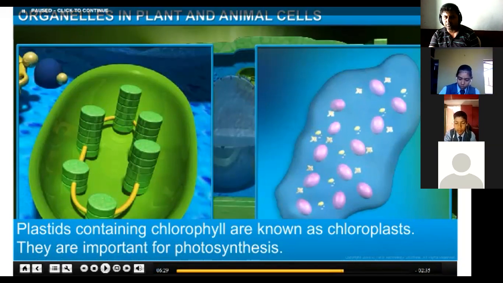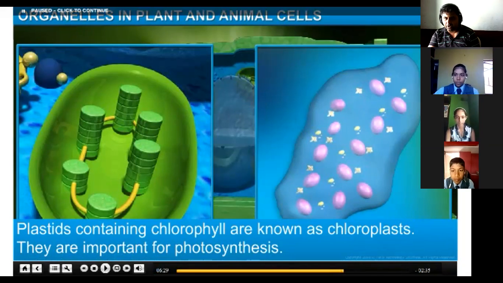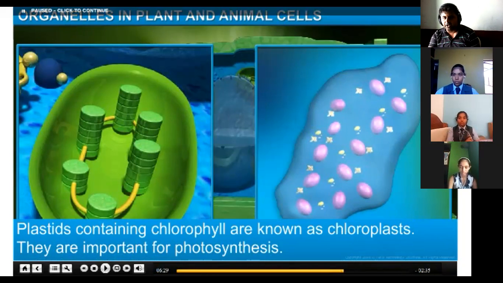Okay, my dear students, what is the color of the chloroplast you are seeing on the screen? Green. Yes, green. So these plastids contain chlorophyll, and chlorophyll is a green color pigment. Plastids containing chlorophyll are known as chloroplasts.